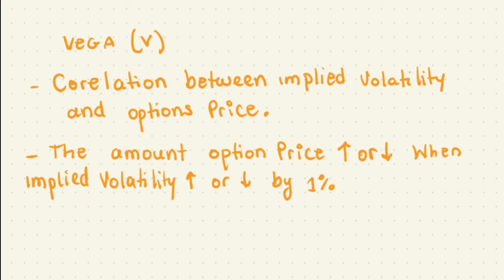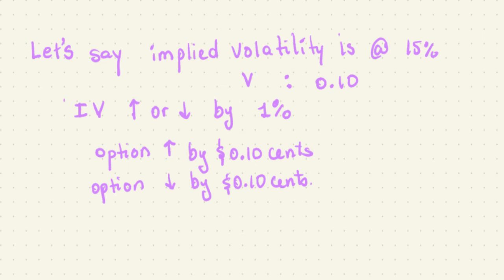Our fourth Greek for today is the Vega. The Vega shows the correlation between implied volatility and option price. So basically, you can look at how the implied volatility is moving to know how your option will do in the future. So basically, it's the amount the option price goes up or down based on the change in implied volatility. So let's say, for example, we have an implied volatility of 15% and that goes up to 16%, and that will increase our option by however much the Vega is.